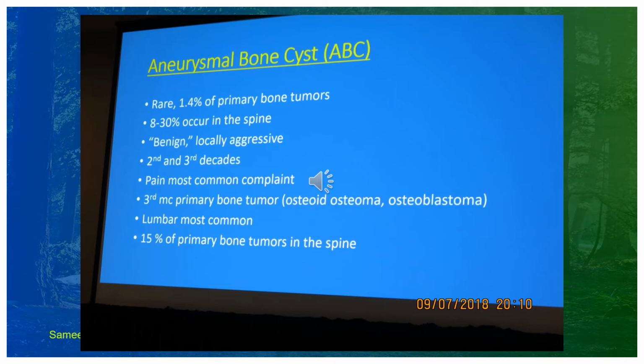It can cause spinal cord compression, and it has a predilection for the second and third decade. Usually these patients present with pain. It is the third most common primary bone tumor after osteoid osteoma and osteoblastoma. It commonly occurs in the lumbar spine or in the cervical spine, and it constitutes about 50% of primary bone tumors in the spine. Treatment is either adjuvant treatment or resection.